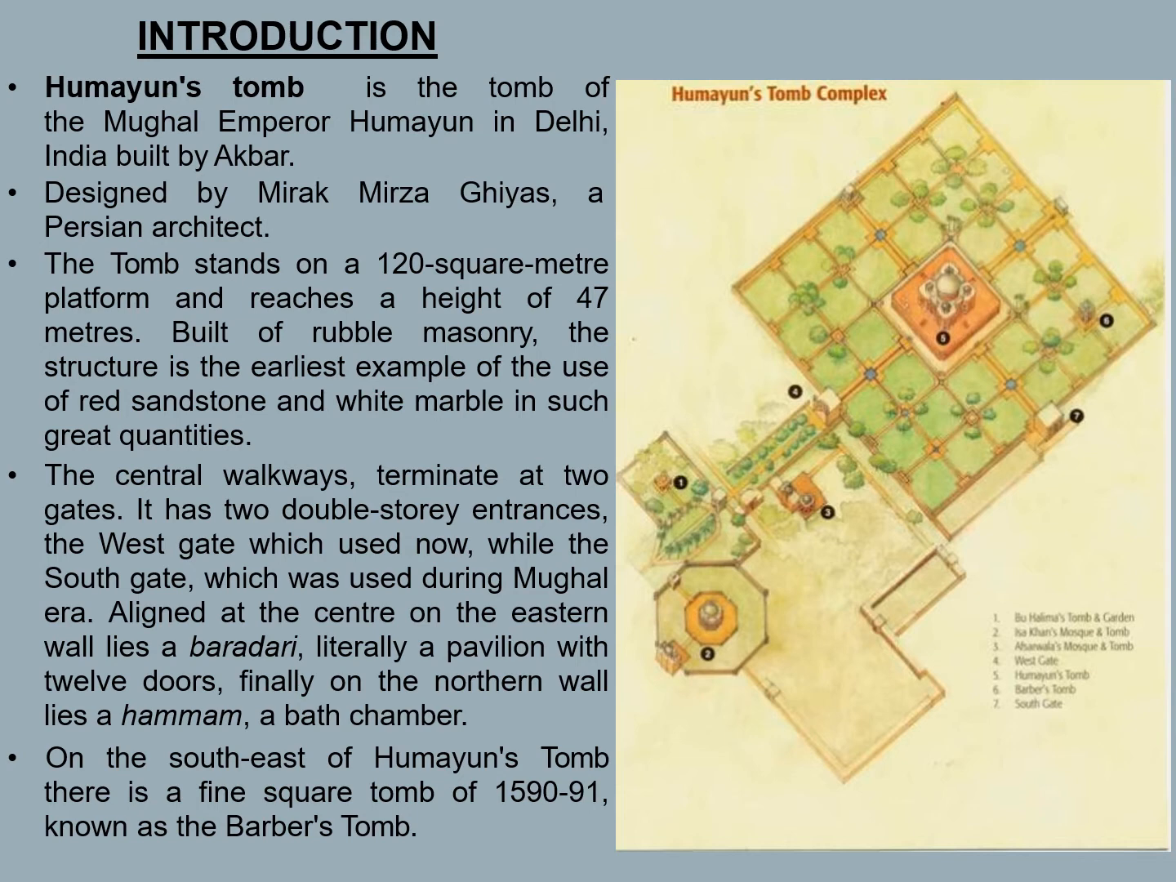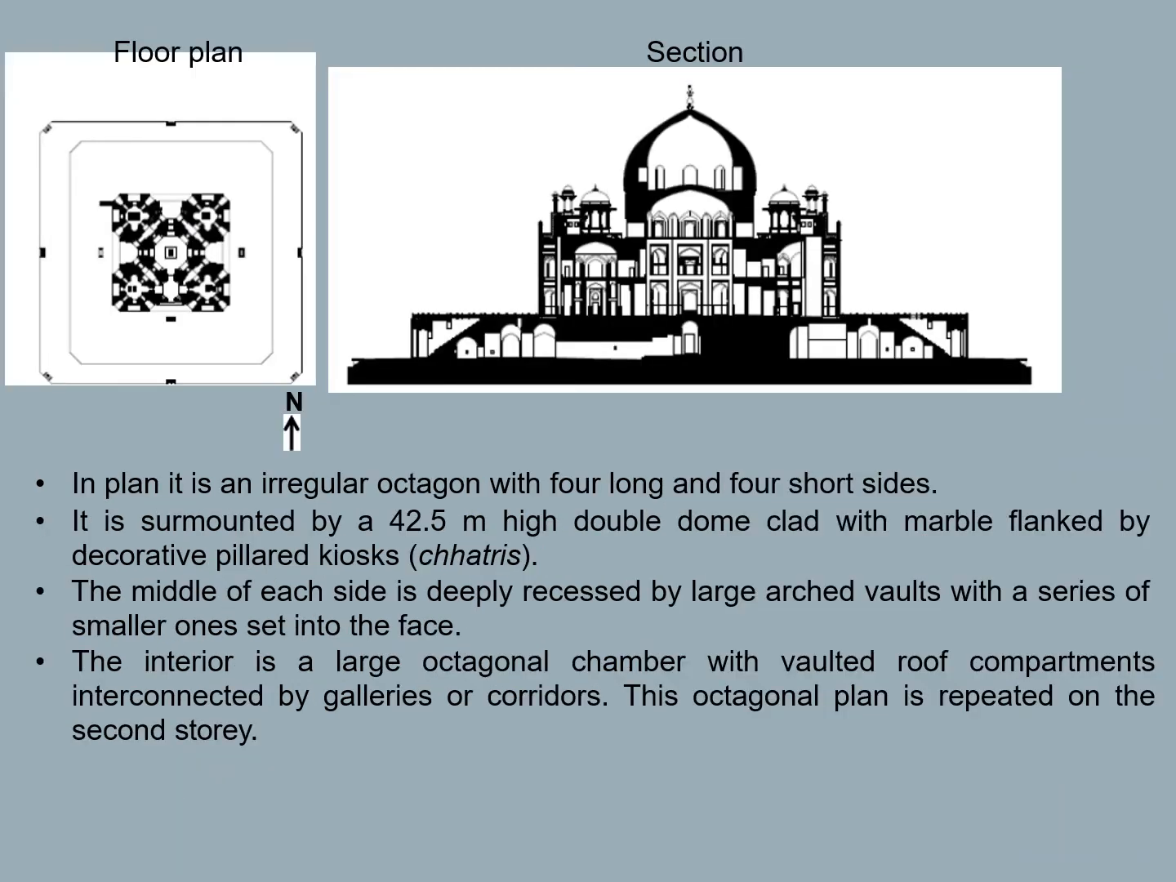It has two double-story entrances, the west gate which is used now, while the south gate was used during the Mughal era. Aligned at the center of the eastern wall lies a baradari, literally a pavilion with 12 doors. Finally, on the northern wall lies a hammam, a bath chamber. On the southeast of Humayun tomb, there is a fine square tomb of 1590 to 91 known as the Barber's tomb.